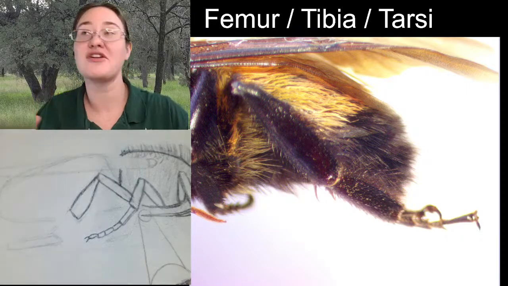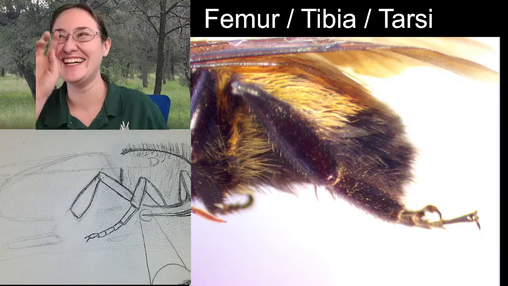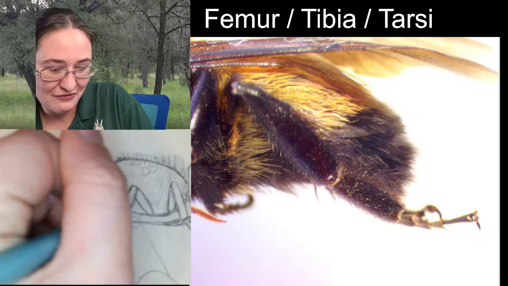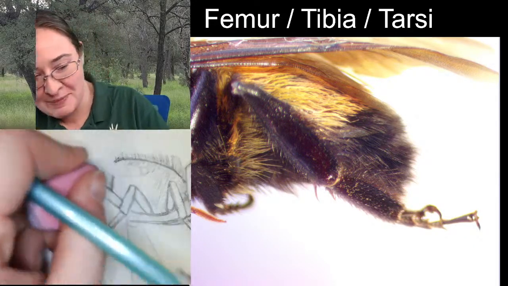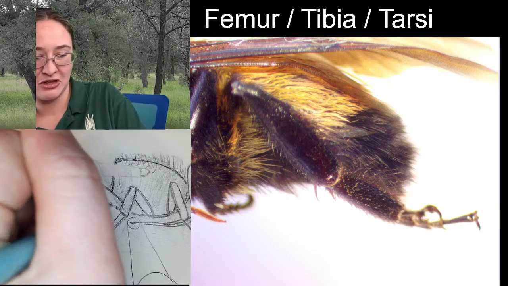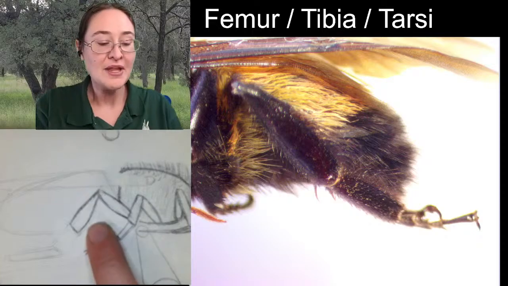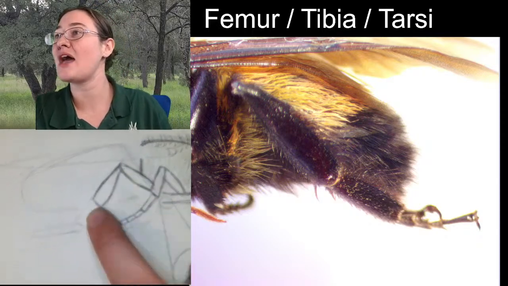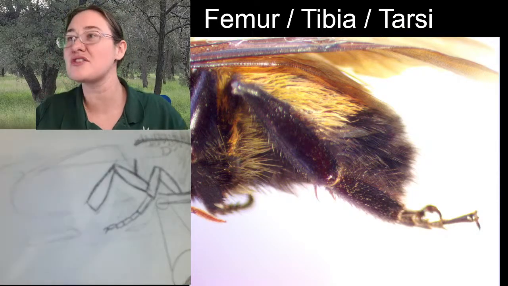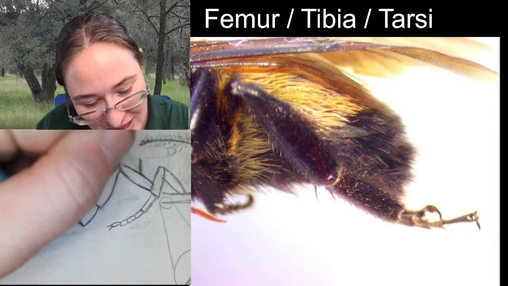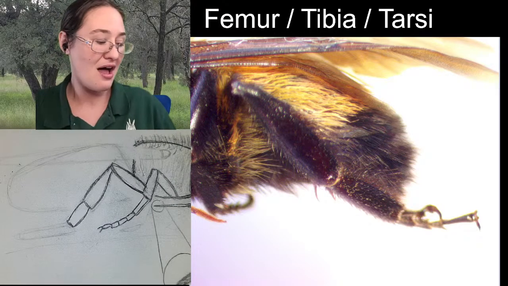Although I like sound effects to describe drawing. All right, you've got this femur taken care of here. Looking back on my leg, I want to make it a little bit wider, so I'm just going to fatten up my femur right here. We've got the tibia. The first segment of the tarsi is that really wide-looking segment here. That's the first tarsal segment of our bumblebee.